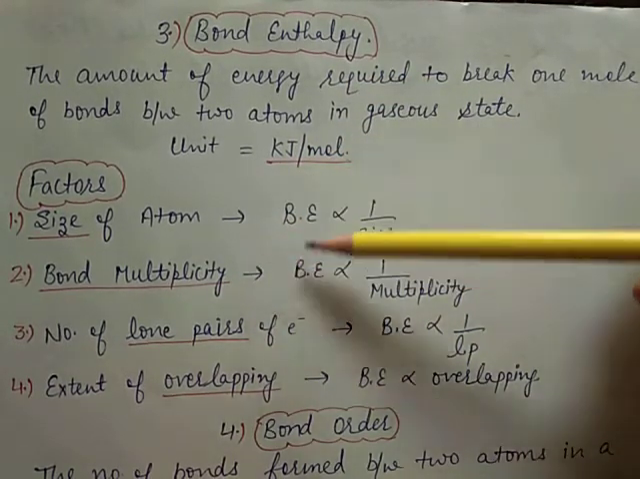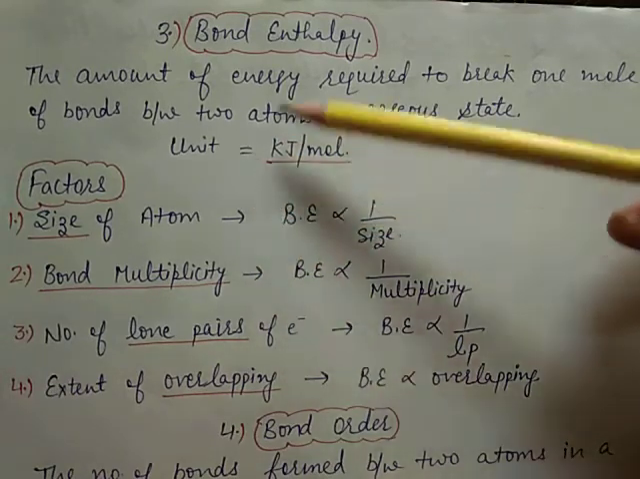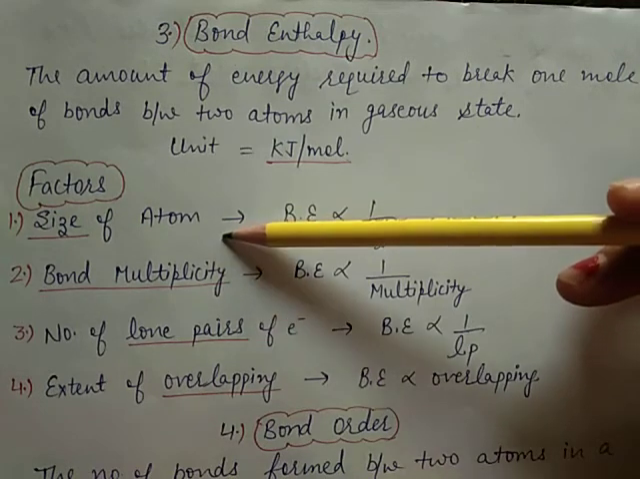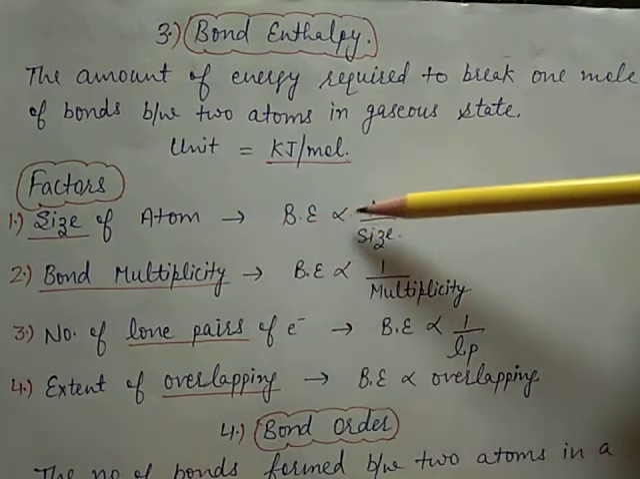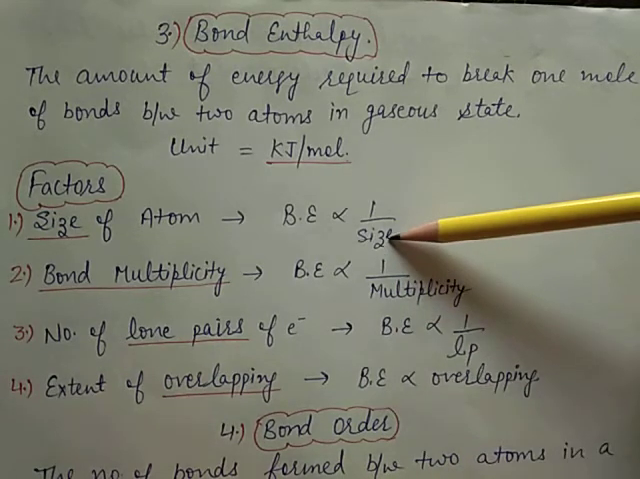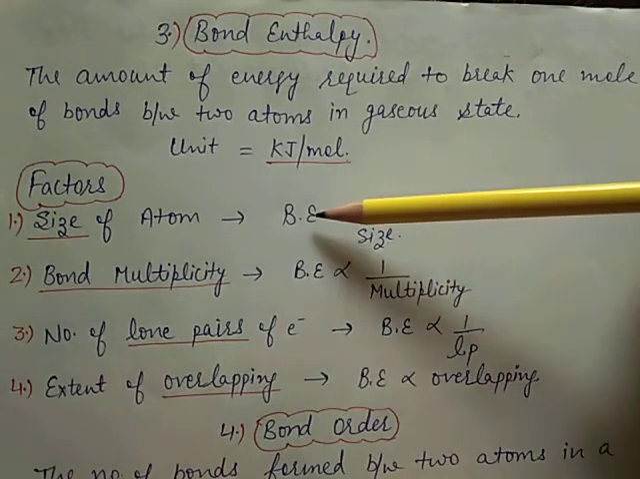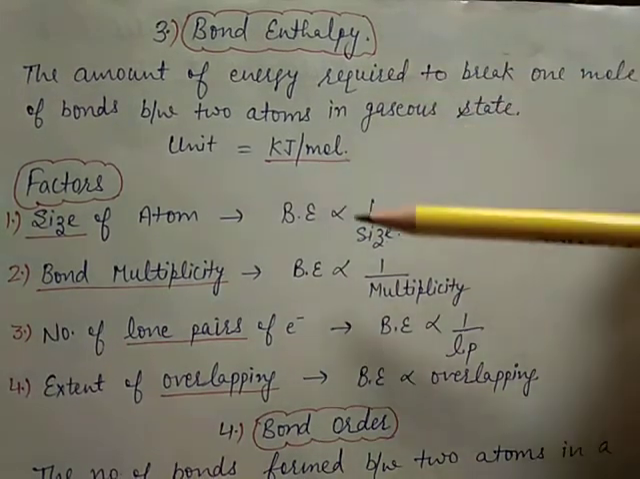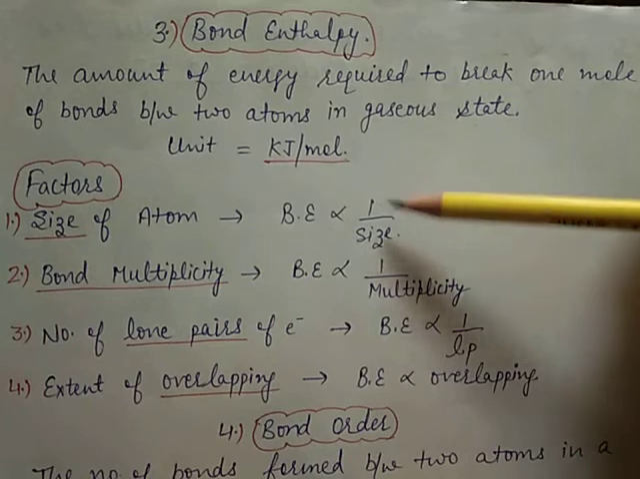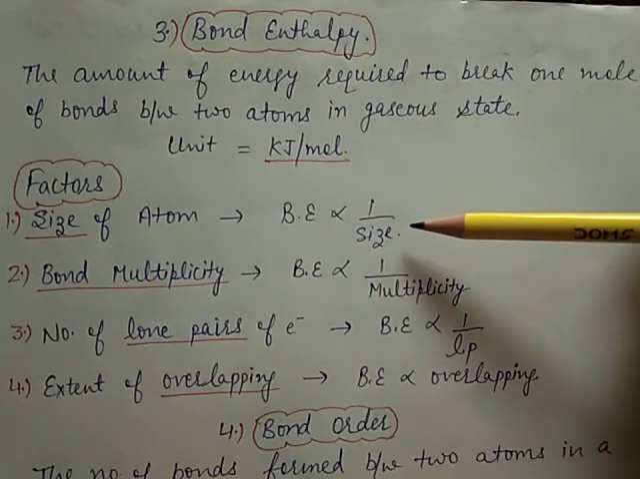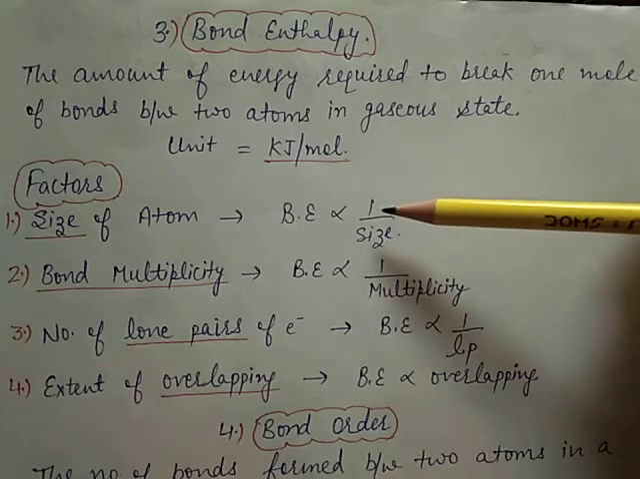Now what are the factors affecting the bond enthalpy? First, size of an atom. Bond enthalpy is inversely proportional to the size. If the size increases, bond enthalpy decreases. Means you can see that greater is the size of the atoms, greater is the bond length, and lesser is the bond dissociation energy.